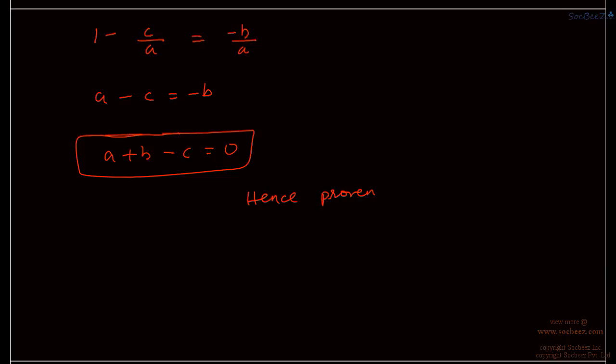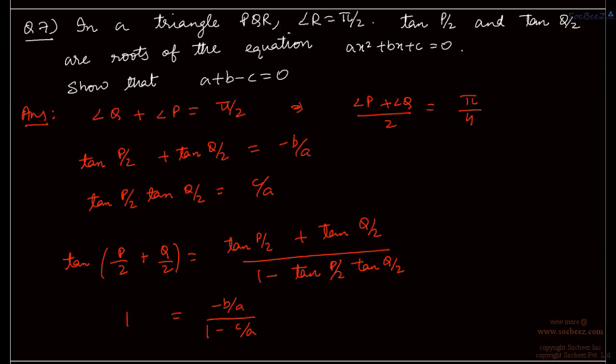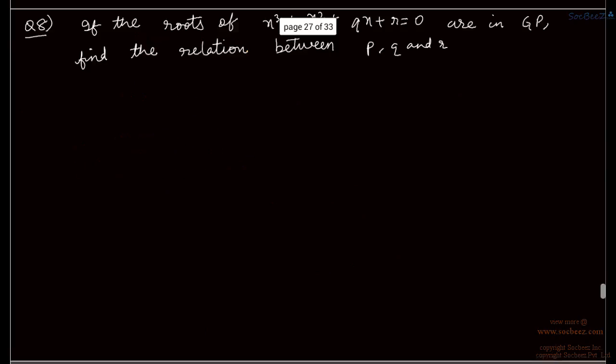Now, here we see that just knowing the formula helped us a lot. Otherwise, it would have been way more tough if we didn't know this addition formula. Right? So, let's go to the next question. This question says, if the roots of x cube plus px squared plus qx plus r equal to 0 are in GP, find the relation between p, q and r.